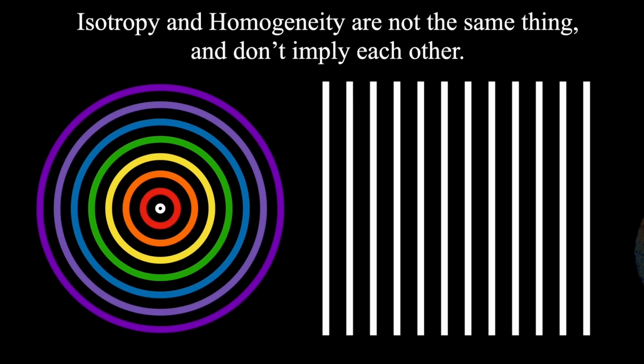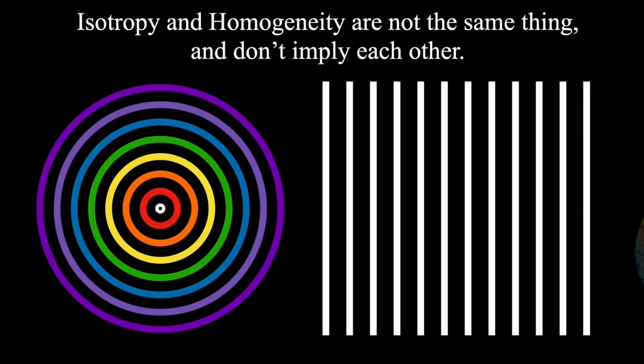Therefore, homogeneity and isotropy are not the same thing, and they don't imply each other. One is where we stand, and the other is where we look. Where we look is isotropy. When we look out into a particular direction and see the same thing in any direction, that is isotropy. And that's what we can think about as the center of this bullseye here.